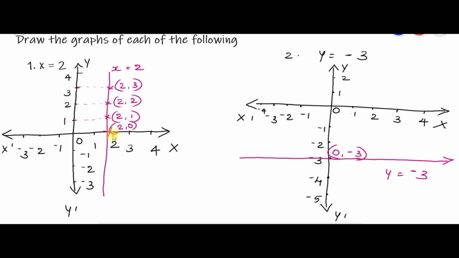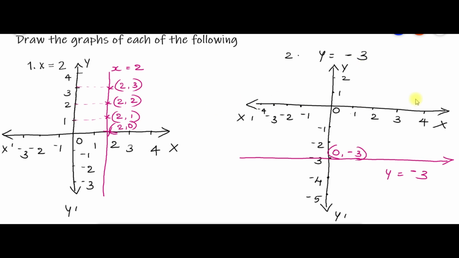Here this is your point 2, 0. You can denote 2, 1, 2, 2, 2, 3, 2, 4 and so on, and it's a line which is parallel to y axis. So you have to note that x is equal to a, a means any value, which will be a line parallel to y axis. Then second example, y equal to minus 3.